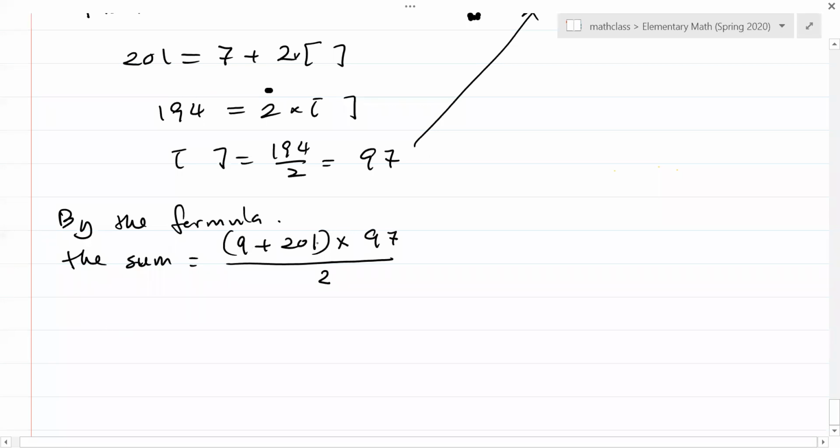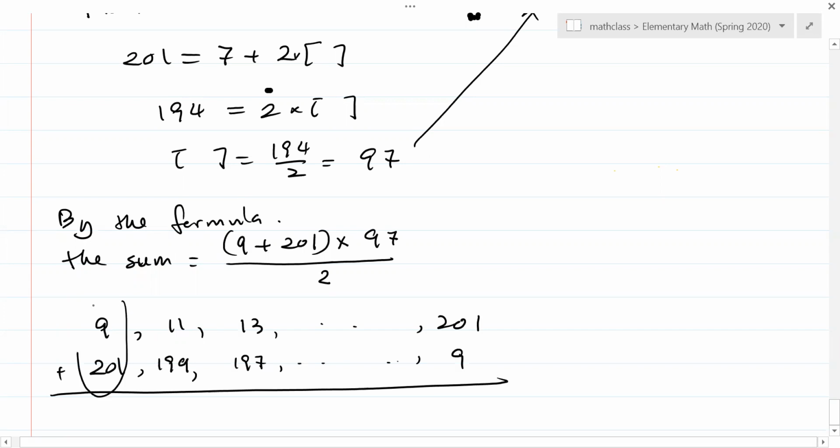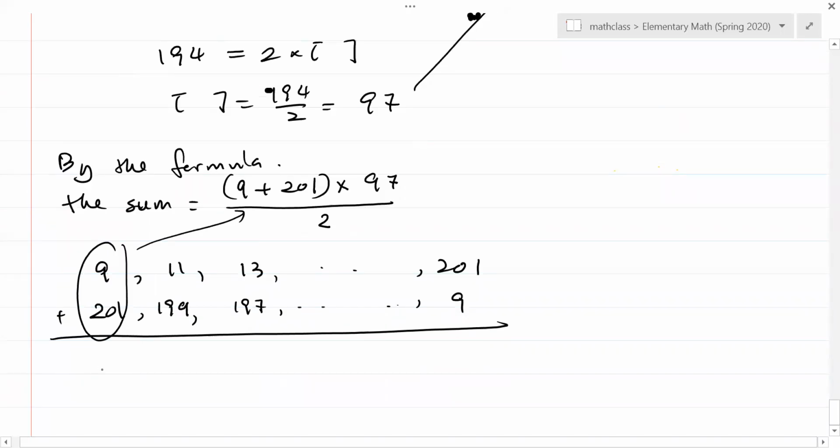Why is it first term plus last term? It's because 9, 11, 13, up to 201, right? If you use a traditional way to do it, you have to reverse the order: 201, 199, 197. When you add them together vertically, you get the sum of the first term and the last term. Then every time you get this same number, 210, 210, 210, 210. So you add all the 210s.